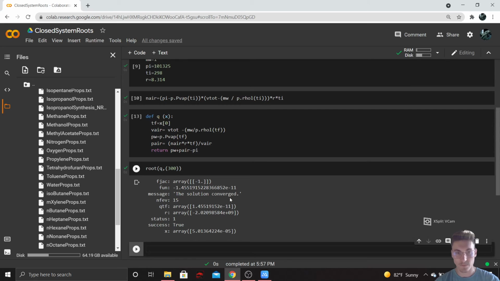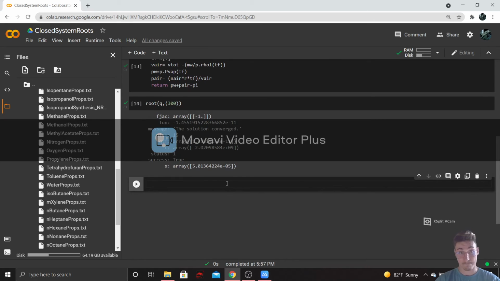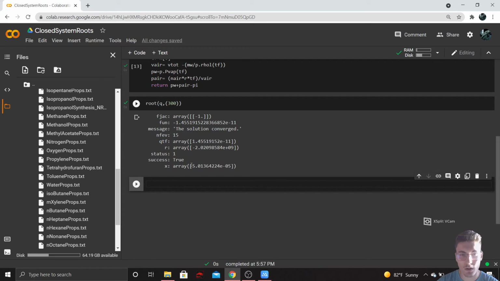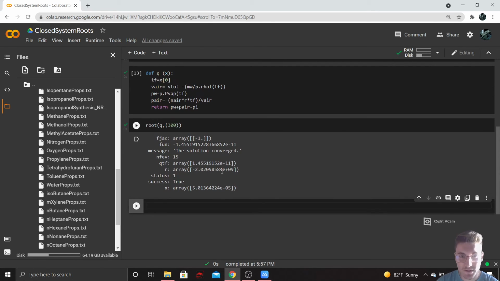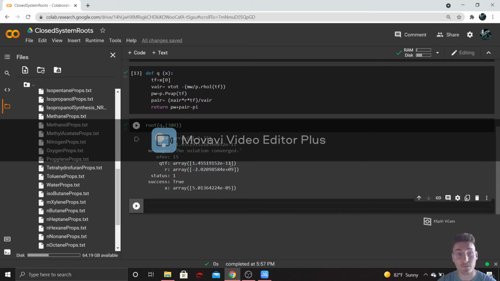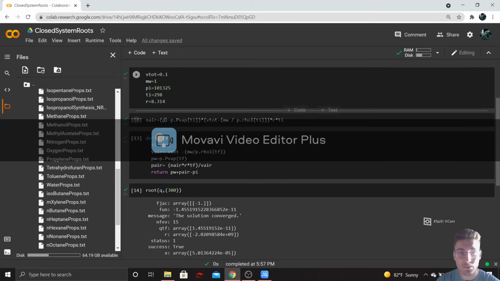So our solution converged, and then it gave us a value of, that should, because now it's saying our temperature is around 0 Kelvin. So let's see, I must have messed something up here.